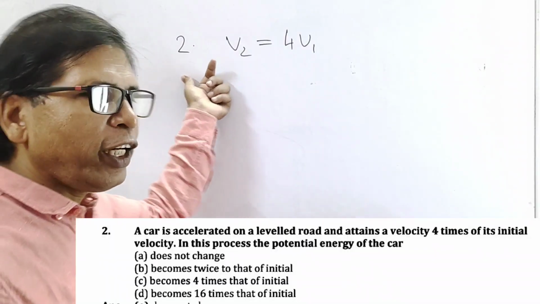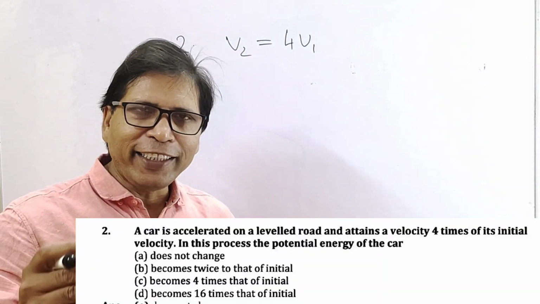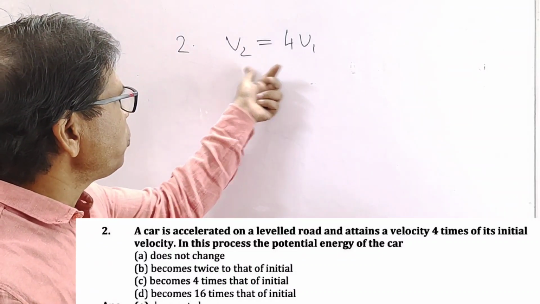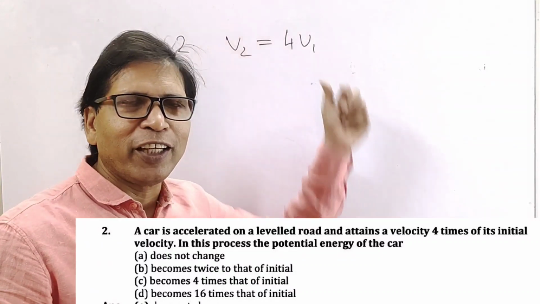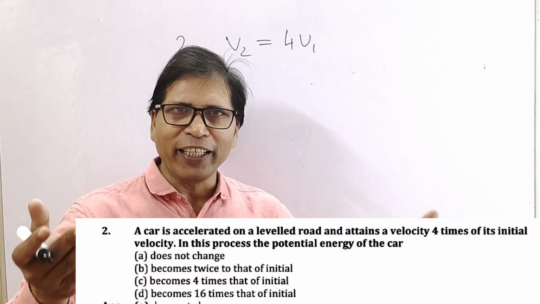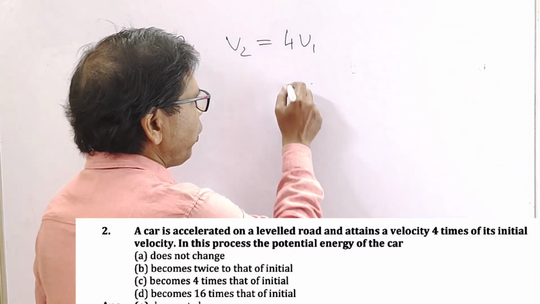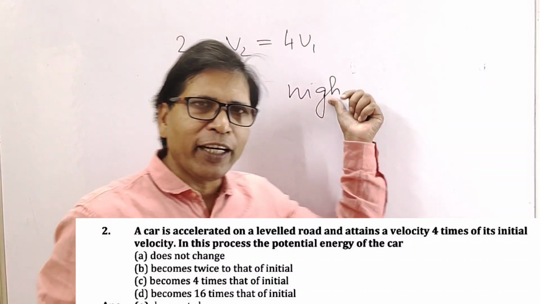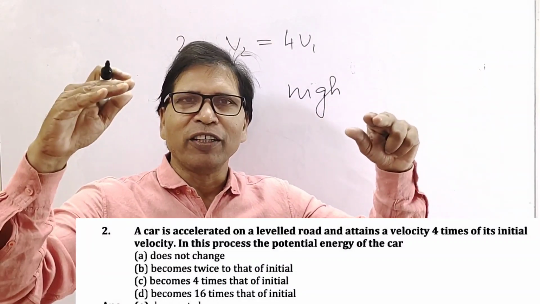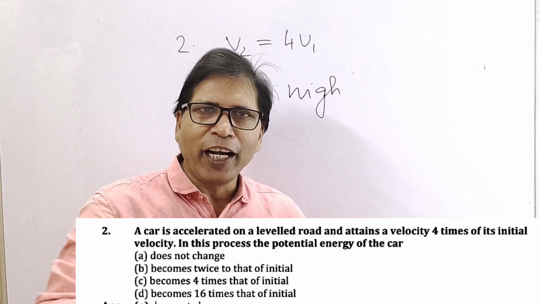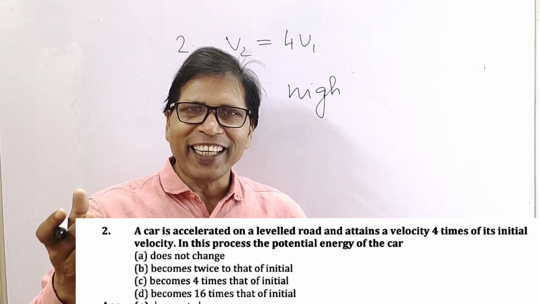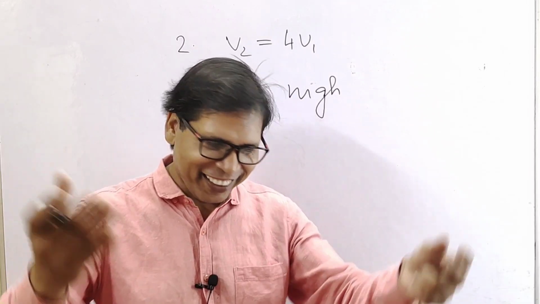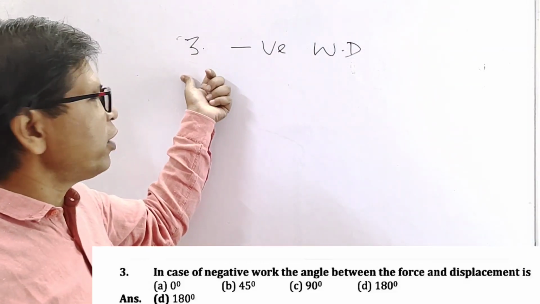Okay. Now question number 2. A car is accelerated on a level road. Its velocity becomes 4 times the initial velocity. Now what happens to its potential energy? Look at this potential energy. This is mgh, where h is the height above the ground. As the car moves on a level road, its potential energy remains constant. Okay, understood?